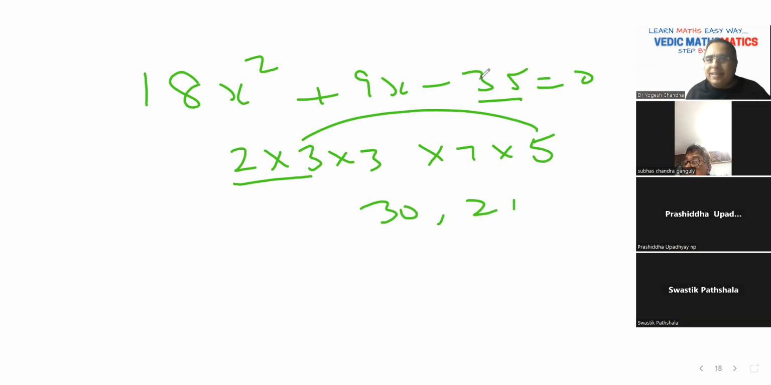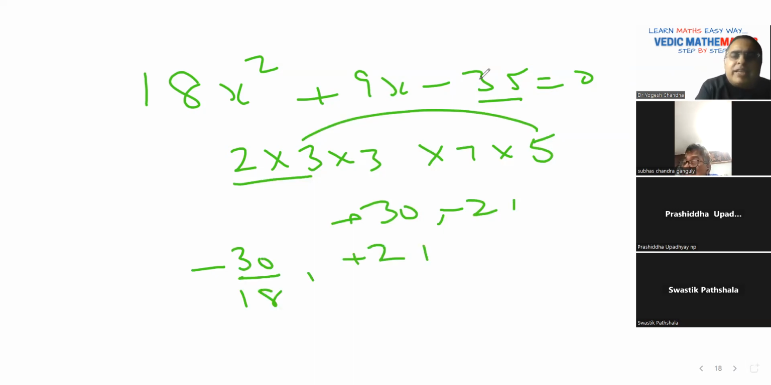Very simple. Correct? Because 9, but the only thing is the sign. So plus 30 minus 21. So what are the factors? Minus 30 plus 21 and divide by 18. These are your roots. You can reduce it to minus 5 by 3 or 7 by 6.